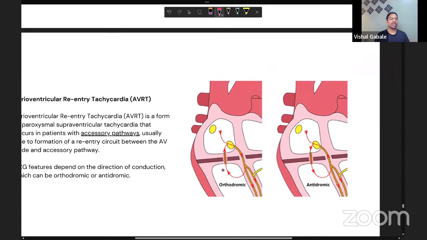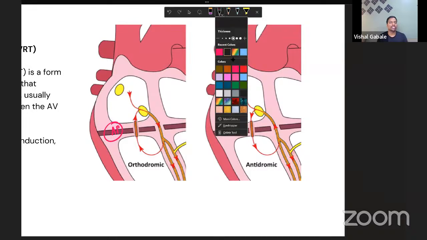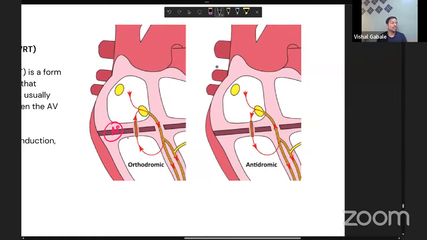Coming to AVRT, as I told, AVRT has an accessory pathway, and it is very easy to understand. So I will just tell you this concept. If the signals first pass through the normal pathway, the AV node basically, and then go into the accessory pathway, it is called orthodromic AVRT. Whereas if they pass first through the accessory pathway, that is called antidromic AVRT.